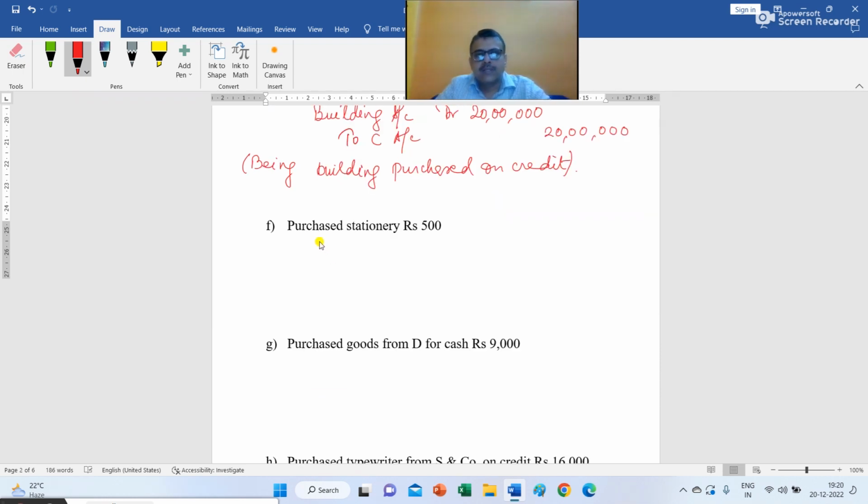Coming to the next transaction, purchase stationery for rupees 500. So here there is cash involved in it because there was an outflow of cash. So I have to credit cash. So what is being purchased? Stationery. So I have to write stationery account debit to cash account 500.